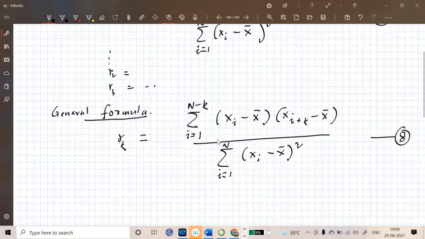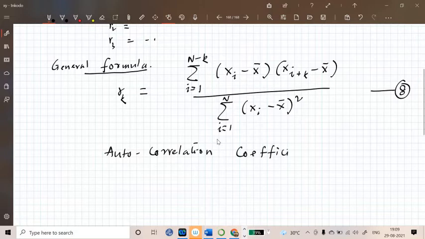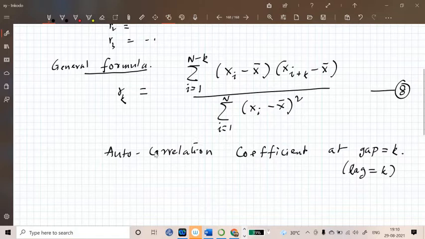So this is the formula that is basically used. So this is the autocorrelation coefficient at gap equal to k, or sometimes called lag equal to k. So it's a lag k formula.